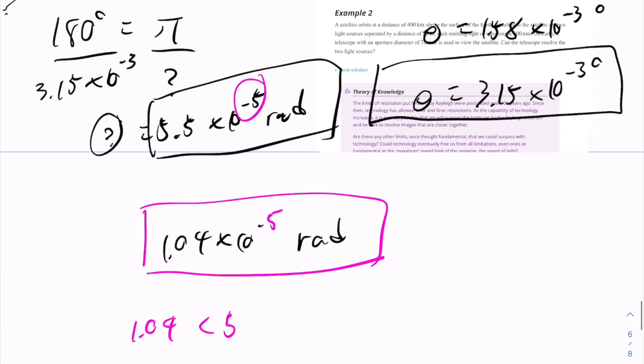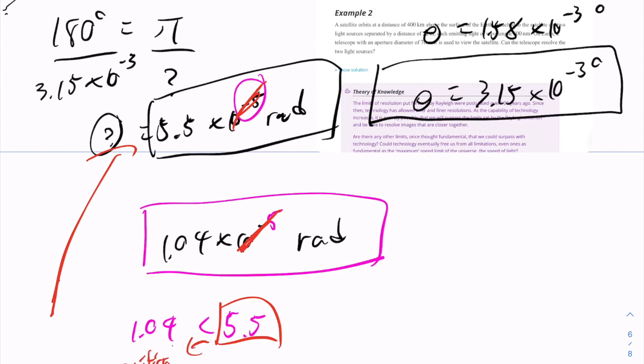Oh my God, I can't write. Okay, 5.5, right, because the powers are essentially the same, 10 to the negative 5, just cross that off. So now the answer is actually changed, meaning that the angle can be resolved, because this is now larger than the minimum or the critical angle, whereas before it was the opposite.